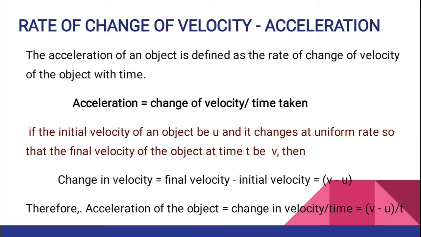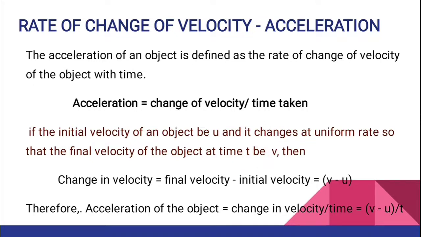Suppose an object has initial velocity u and after time t its velocity changes to v. Then in time interval t, how much is the velocity changed? Change in velocity equals final velocity minus initial velocity, which equals v minus u, because v is the final velocity and u is the initial velocity. So v minus u is the total change in the time interval t.